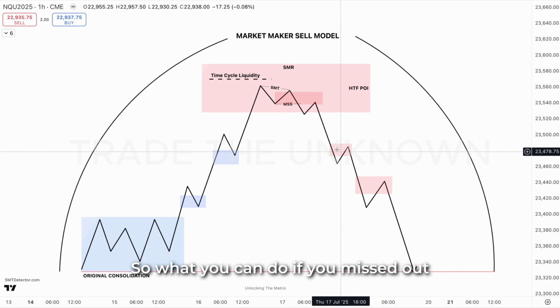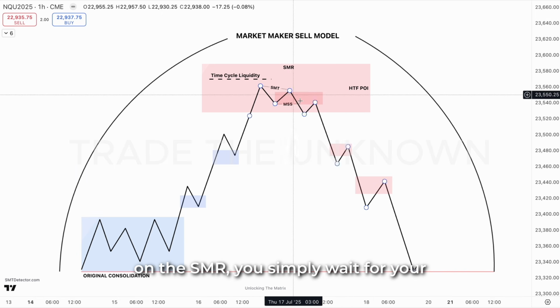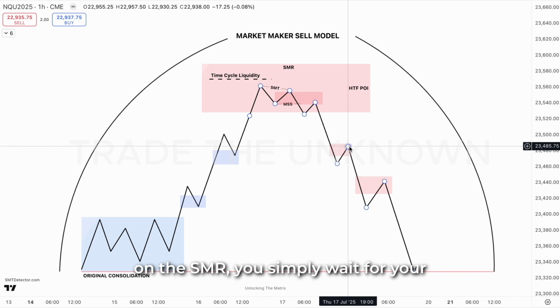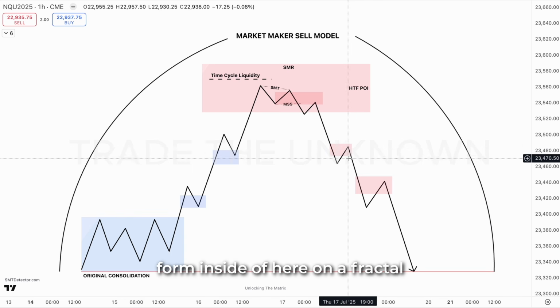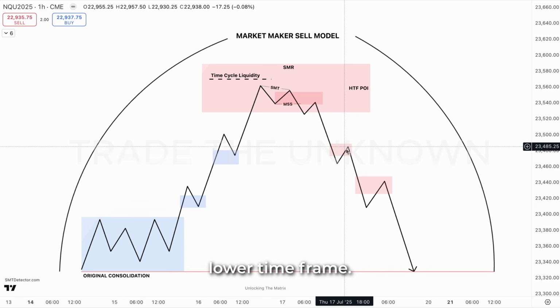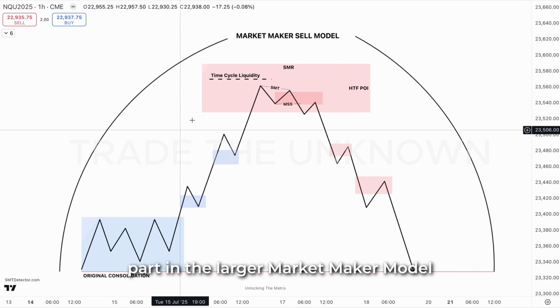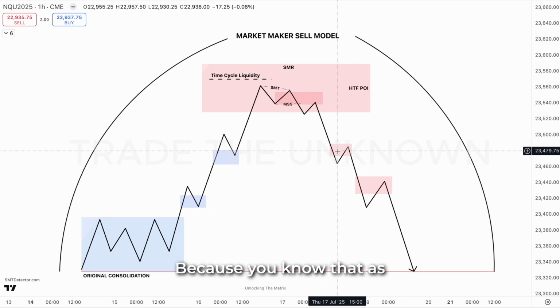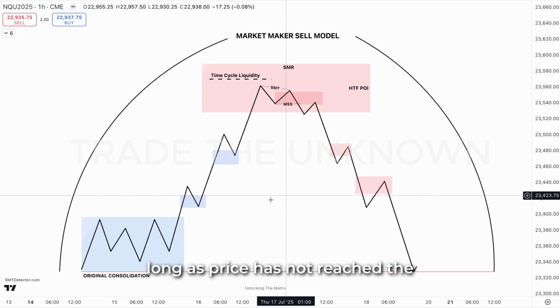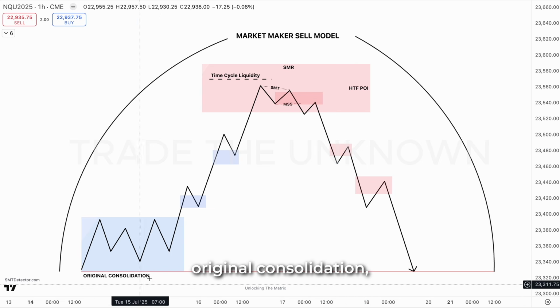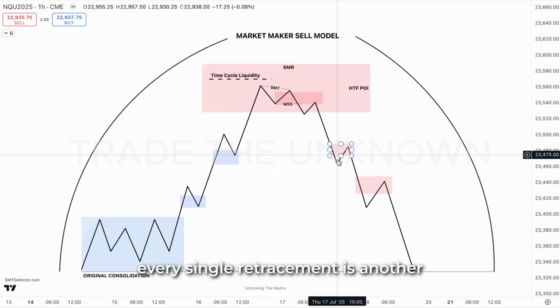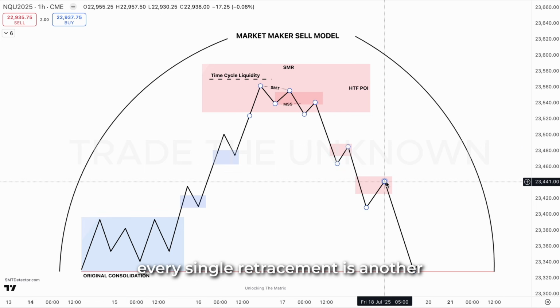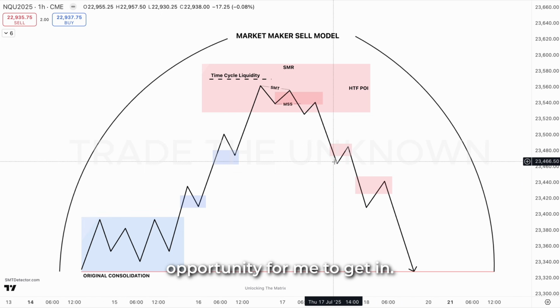So if you missed out on the SMR, you simply wait for your exact same confluences to form inside of here on a fractal lower time frame. This way you can take part in the larger market maker model by trading a lower time frame one. Because you know that as long as price has not reached the original consolidation, every single retracement is another opportunity for me to get in.